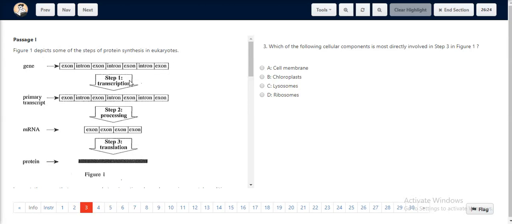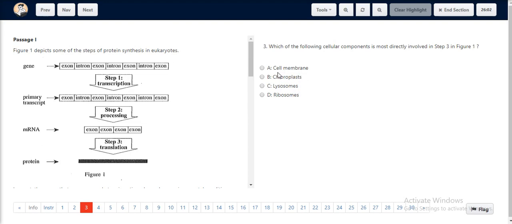For question number 3, we look at figure 1. In step 3, the mRNA is made into a protein using exons in a step called translation. This is where protein synthesis is occurring. If you look at the options, the first option states cell membrane.